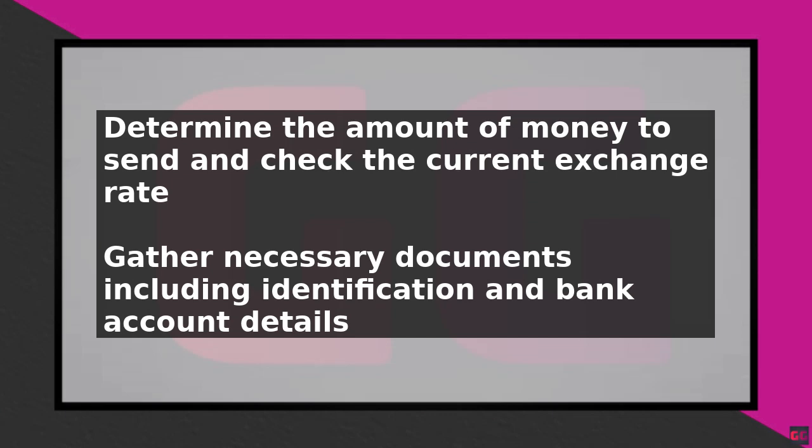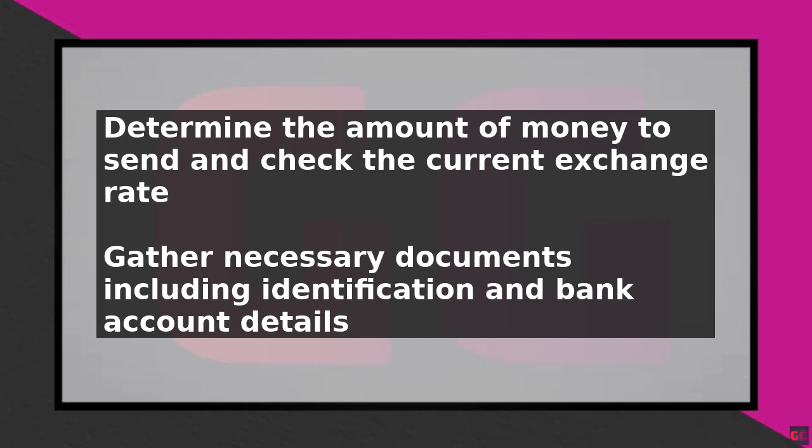To send money, you can either visit a physical branch of the money transfer service or use their online platform. If you are using a bank, you will need to fill out a transfer form and provide the required documents. If you are using an online service, you will need to create an account, add the recipient's details, and enter the amount you want to send.